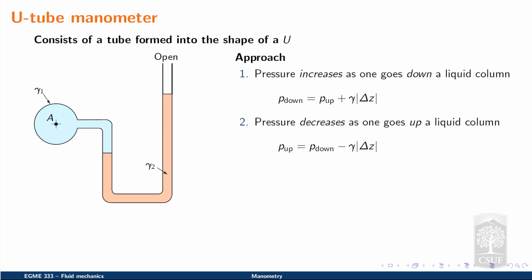Number 2, the pressure decreases as one goes up a liquid column. So the pressure at the top of a liquid column, P sub up, is equal to the pressure at the bottom of a liquid column minus the specific weight of the liquid times the absolute value of the vertical displacement.